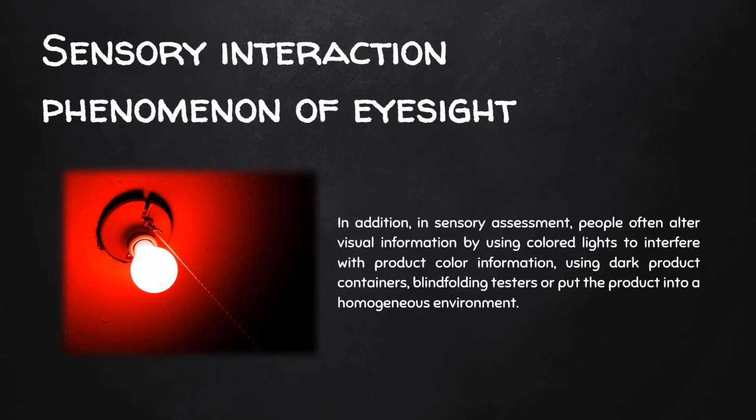In addition, in sensory assessment, people often alter visual information by using colored lights to interfere with product color information, using dark product containers, blindfolding testers, or putting the product into a harmonious general environment.